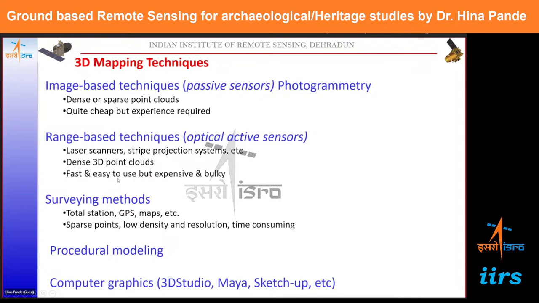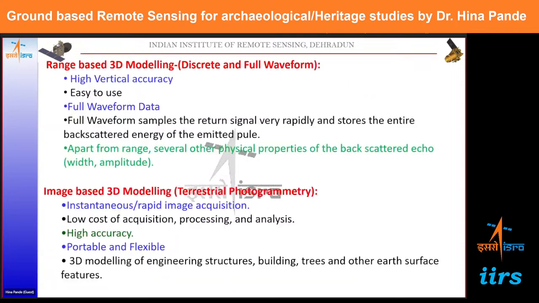However, the point clouds that we get, I will just show you a few examples. The point clouds that we get are very, very dense. So at one instance, we can capture millions of points over a small surface or a large surface, as the case may be. Then with these methods, we can also do modeling, or we can use computer graphics to generate 3D models and point clouds. So basically, range-based modeling would give us very high vertical accuracy. They will be easy to use.